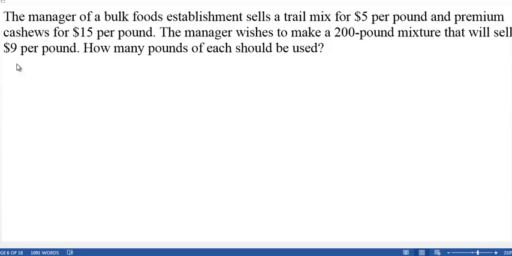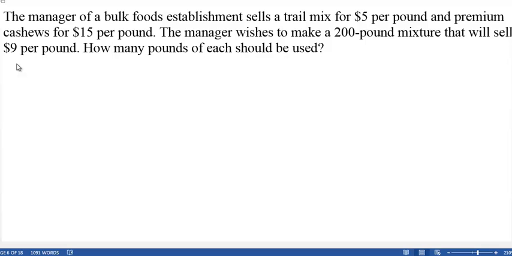The manager of a bulk foods establishment sells a trail mix for $5 per pound and premium cashews for $15 per pound. The manager wishes to make a 200-pound mixture that will sell for $9 per pound. How many pounds of each should be used?